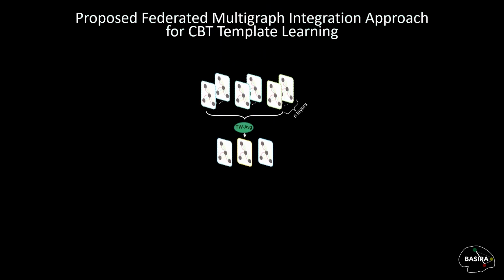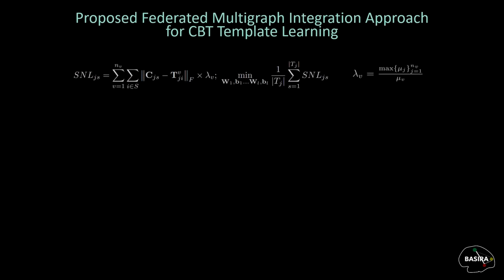Following the collection of models' weights in the server, their weights are averaged with temporal weighted averaging, whose formula is given in the upcoming slide, in a layer-wise manner. Thus, an updated version of the global model is generated. Next, weights of the updated global model are sent to hospitals.